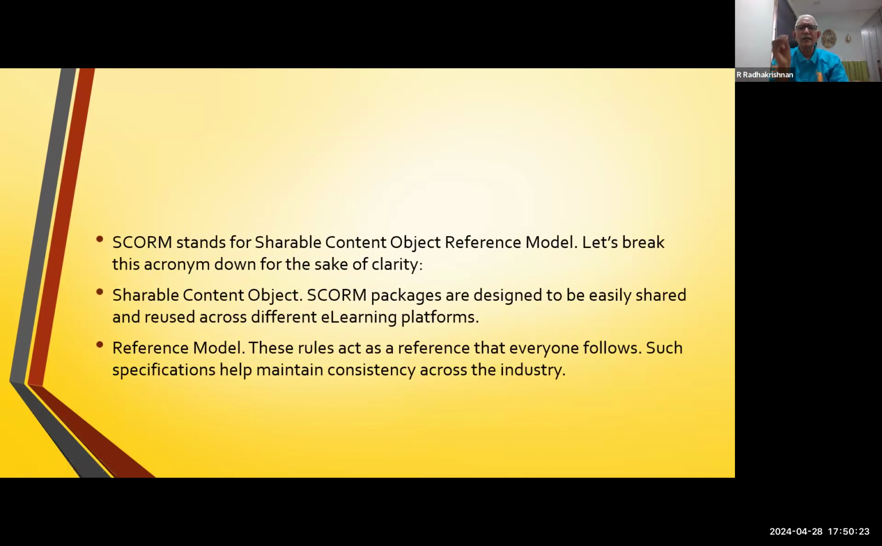SCORM stands for Shareable Content Object Reference Model. That means let us break it. Shareable Content Object means SCORM packages are designed to be easily shared and reused across different e-learning platforms. That means if I am designing SCORM, I am designing a leadership program. Let us say an e-learning leadership program.